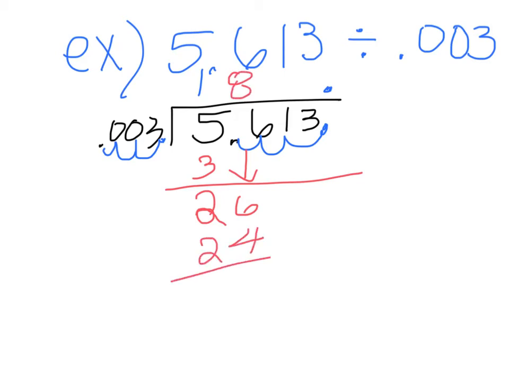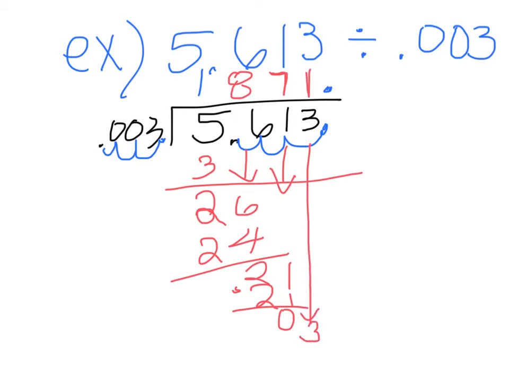That's 24. 3 goes into 21 7 times. So that's a remainder of 0. You need to bring down the 3, and this would be a 1. So you could put a 0 here. So this is my final answer.